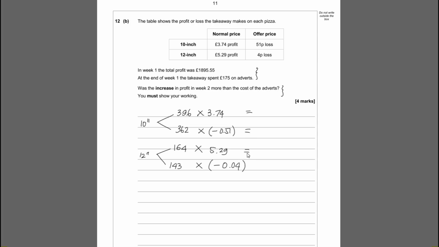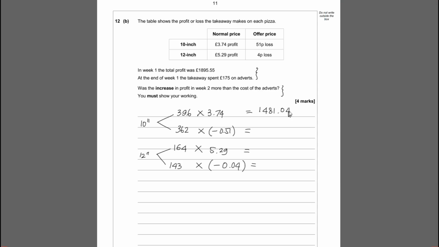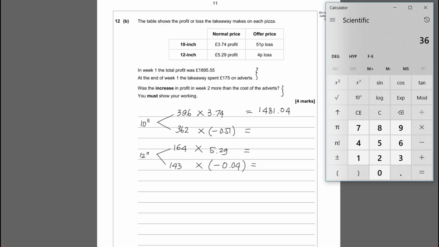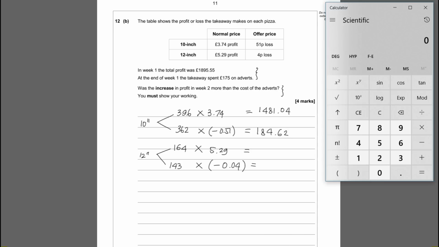Let's find those numbers. Use our calculator. 396 times 3.74, we got 1481.04. And then the next one, 362 times 0.51, we got 184.62. And then the third one, 164 times 5.29, we got 867.56.